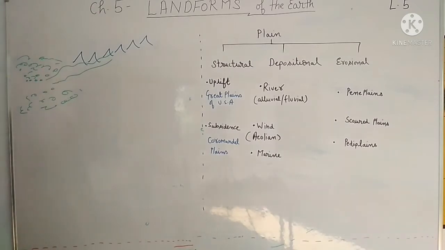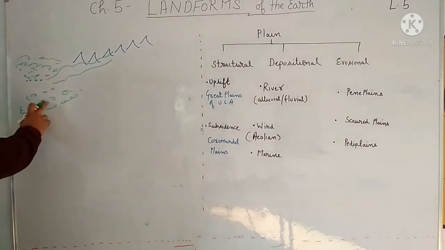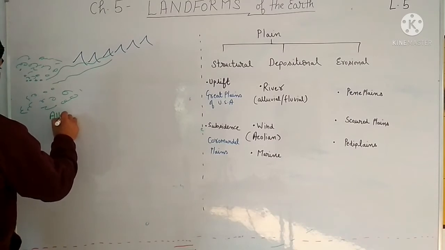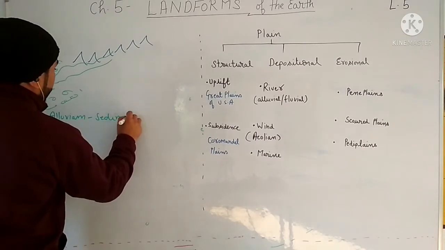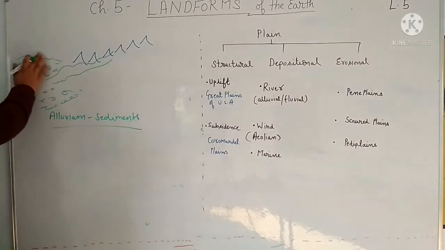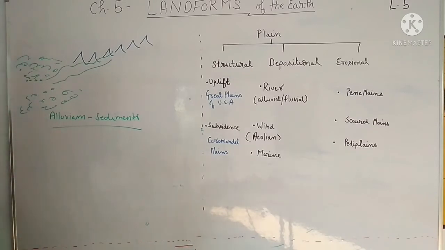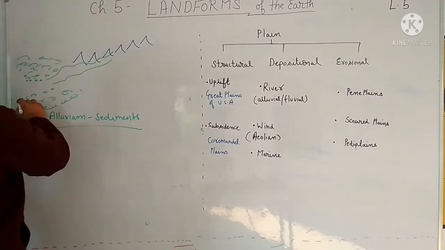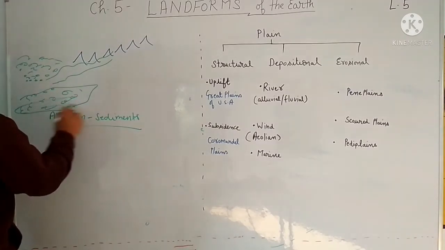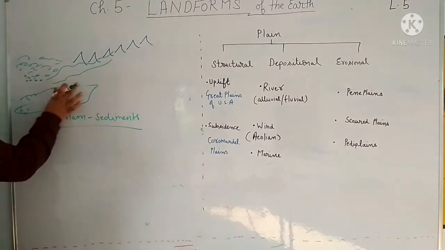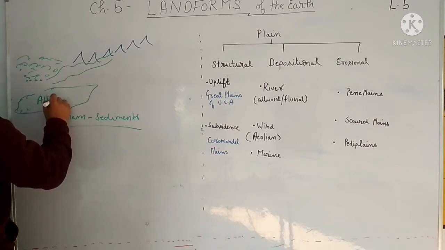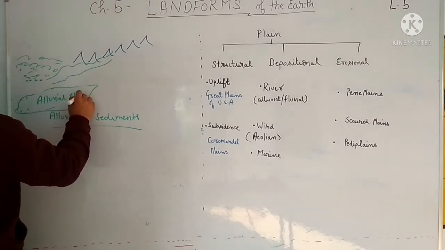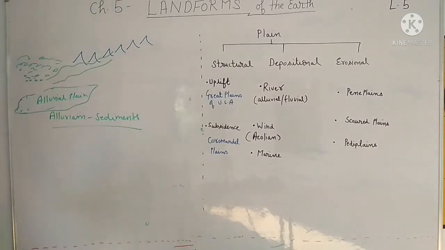This area which is getting formed by the depositional work of river is called alluvial plain, because alluvium means the sediments brought by river, which get deposited near the areas of its banks. Because of that deposition, this entire region is becoming leveled in this manner. These are called alluvial plains, and we call them fluvial plains also.